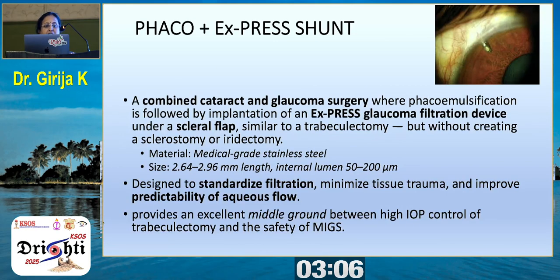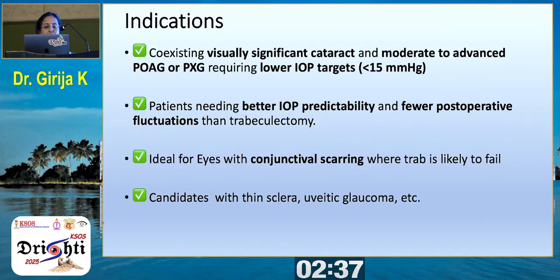Now another alternative, though expensive, but with a predictable aqueous outflow, is the Express shunt, which can be combined with phaco. You make a scleral flap, so you create a bleb, and you place the Express shunt into the anterior chamber. It has an internal lumen of 50 to 200 microns, so this has a predictable outflow. It provides an excellent middle ground between the high IOP control of trabeculectomy and the safety of MIGS.